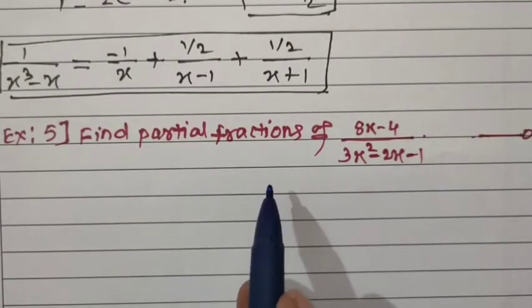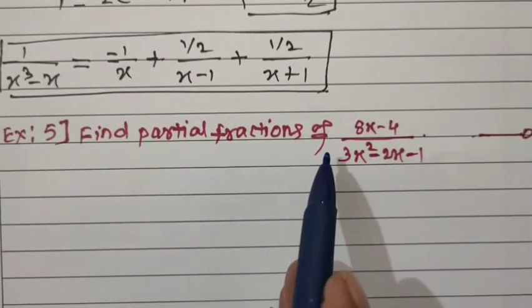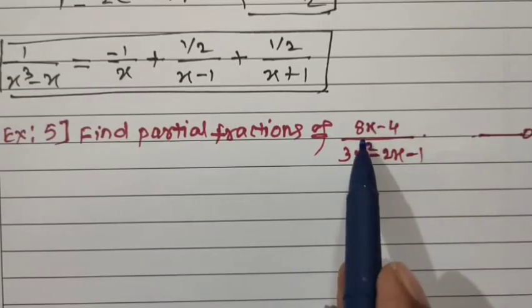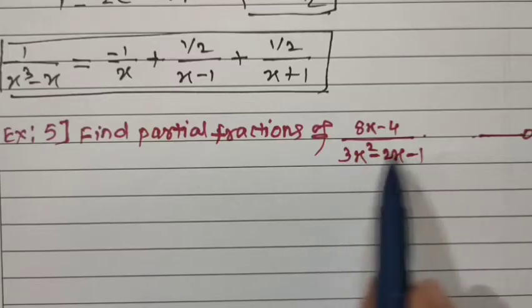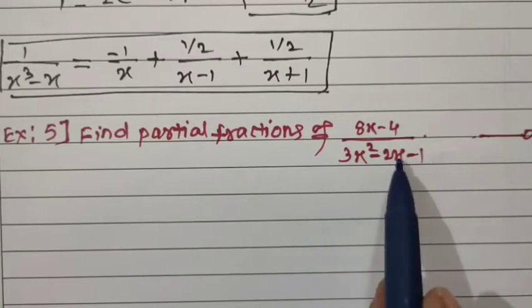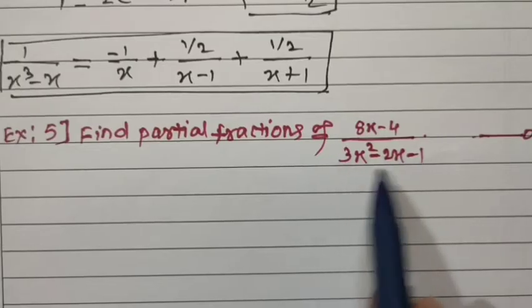Let us solve example number 5. Find partial fractions of this rational function 8x minus 4 divided by 3x square minus 2x minus 1. Denominator is a quadratic factor. Okay. We have to find out linear factors of this quadratic factor.